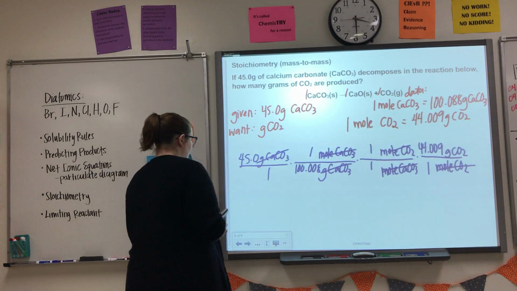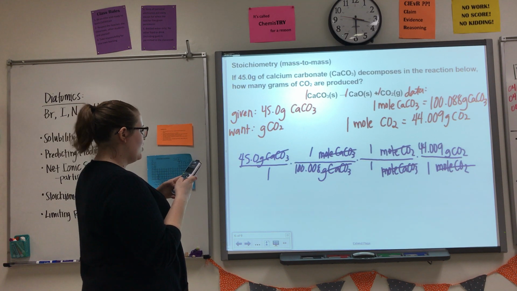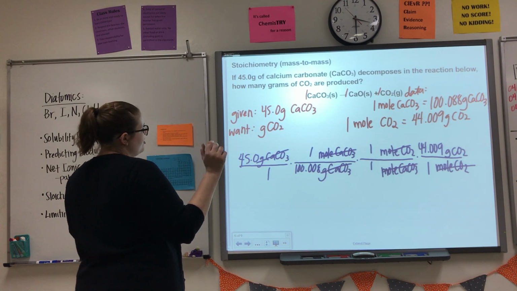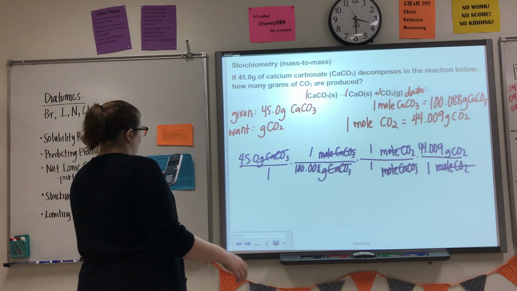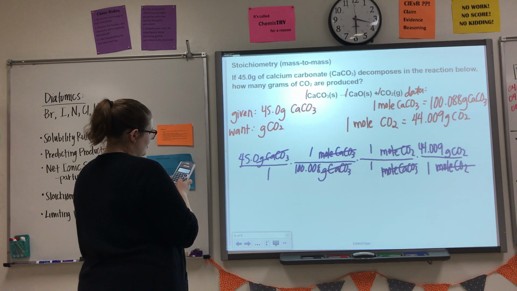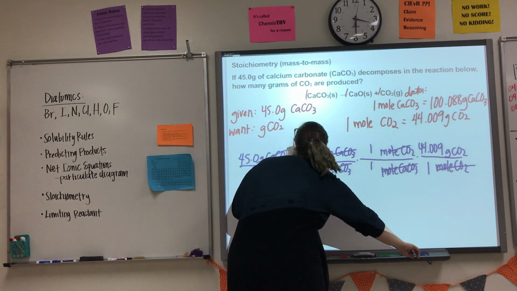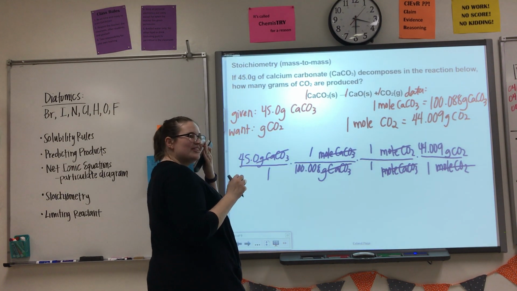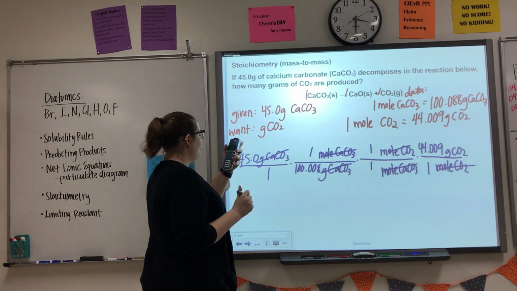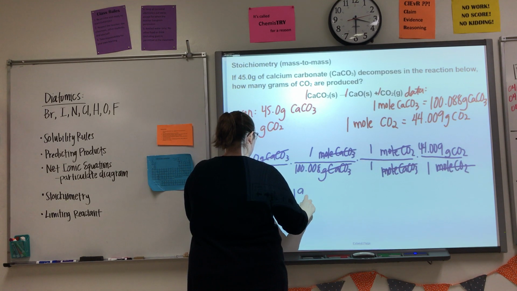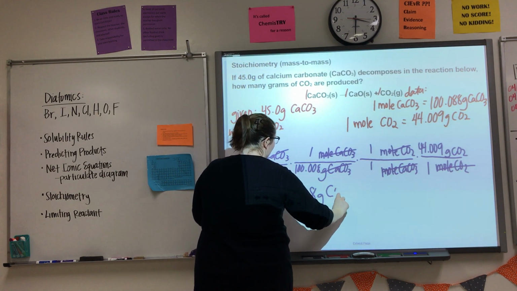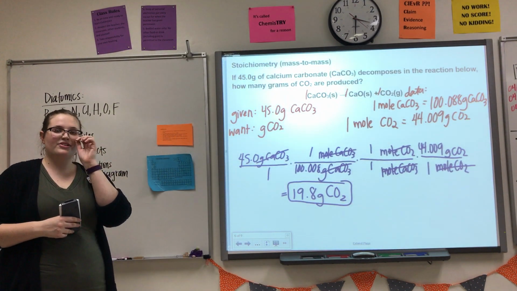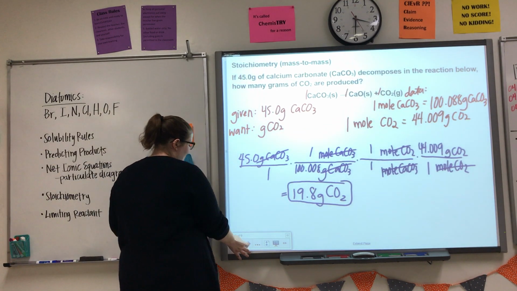I'm going to multiply everything on top together. So 45 times 1 times 1 times 44.009. And I'm going to divide that by 1 times 100.008 times 1 times 1, or just 100.008, because you know those ones aren't going to affect it. Okay? All right, I started out with 3 significant figures with 45.0, so I'm going to end with 3, and that gives me 19.8 grams of CO2. And that was a gram to gram conversion. Okay, there's our gram to gram conversion. All right, let's do our next one.